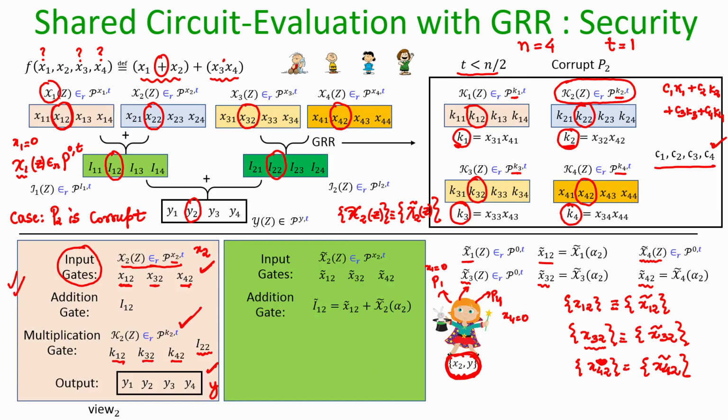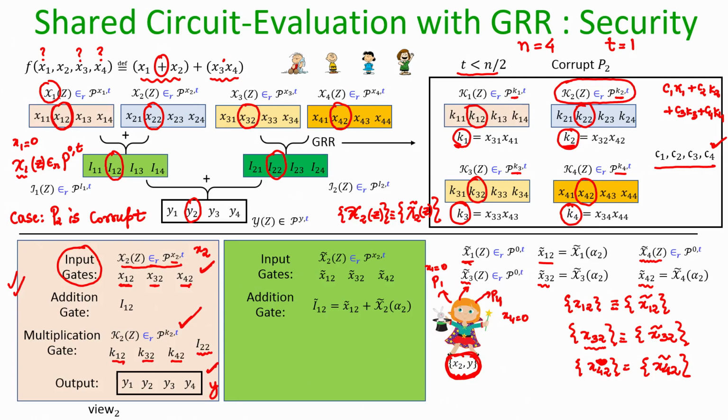Now, what exactly is the simulated view for the rest? Well, the simulator now is going to play the role of P1, P2, P3, P4. Why can it play the role of P1, P2, P3, P4? Because for P2 it knows what polynomial P2 is going to pick. For P1 it has picked the polynomial itself, for P3 it has picked the polynomial itself, and for P4 it has picked the polynomial itself.